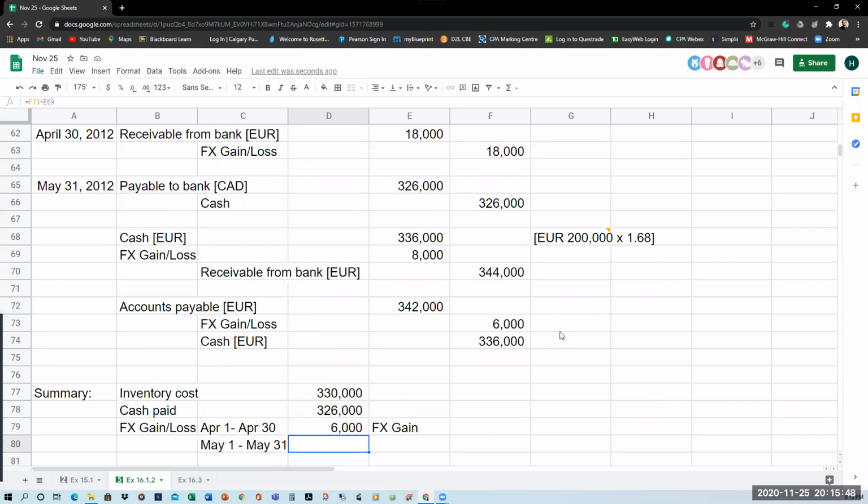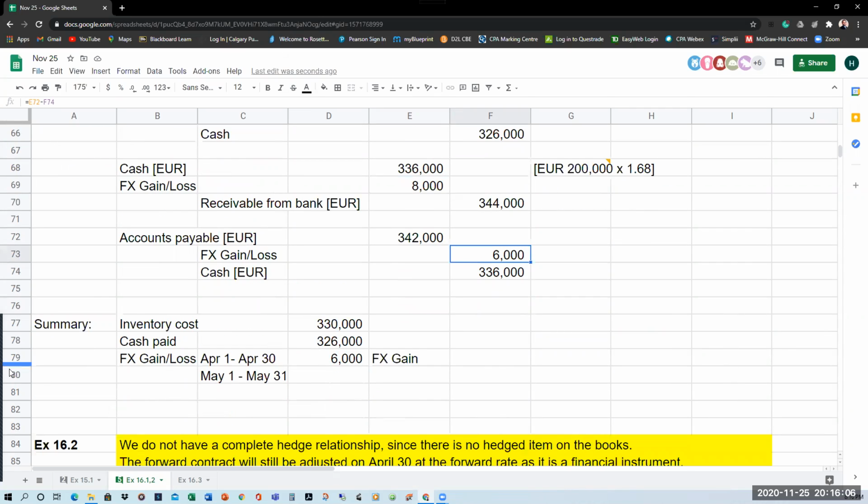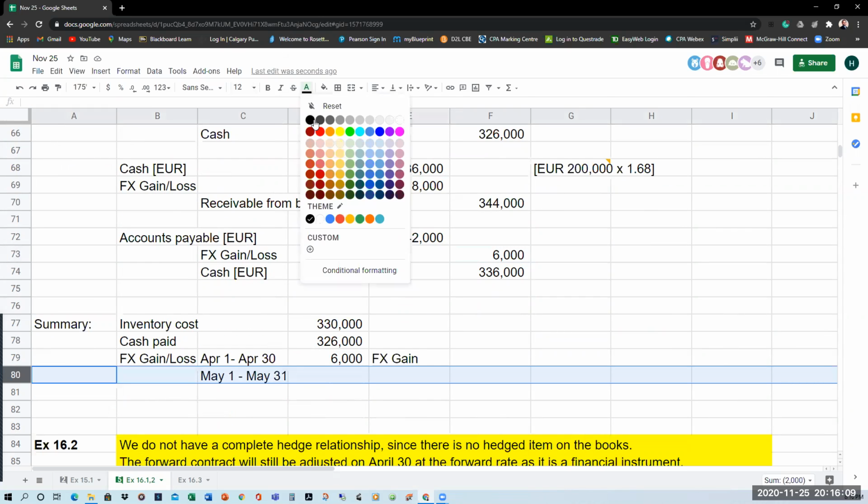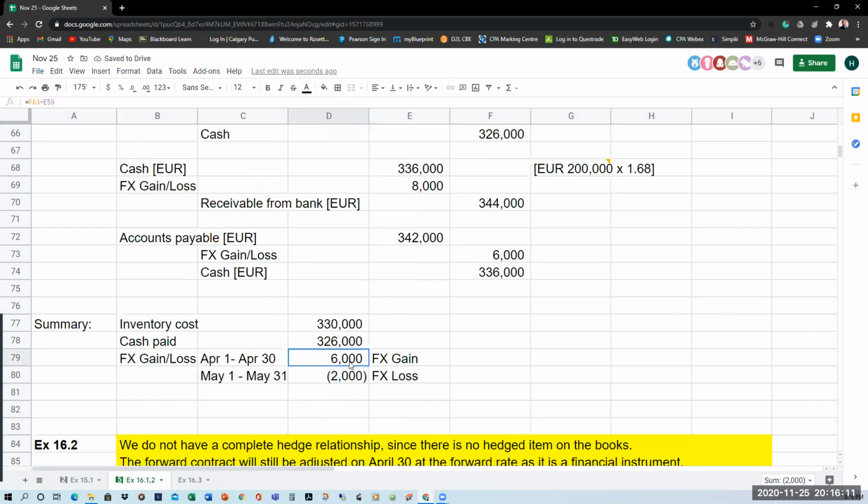In fiscal 2013, between the period May 1st to May 31st, we have a loss of 8,000 and a gain of 6,000. Loss of 8, gain of 6. The net is a $2,000 loss. So between May 1st and May 31st, we have a loss of 2,000. $6,000 gain, $2,000 loss. The net amount is clear to you. For the entire duration of this series of transactions, we had a total gain of 4,000.